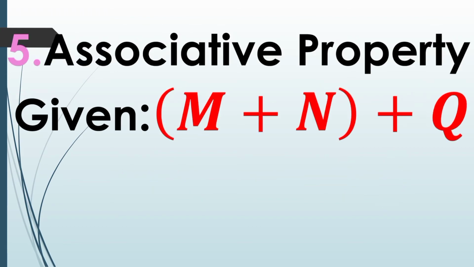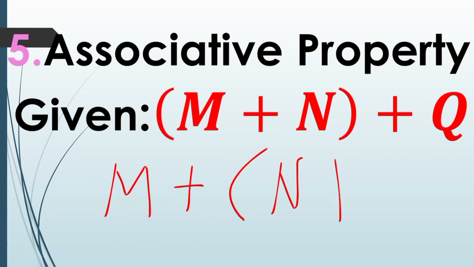Next, using associative property, the given is the quantity m plus n plus q. So we have m plus the quantity n plus q.